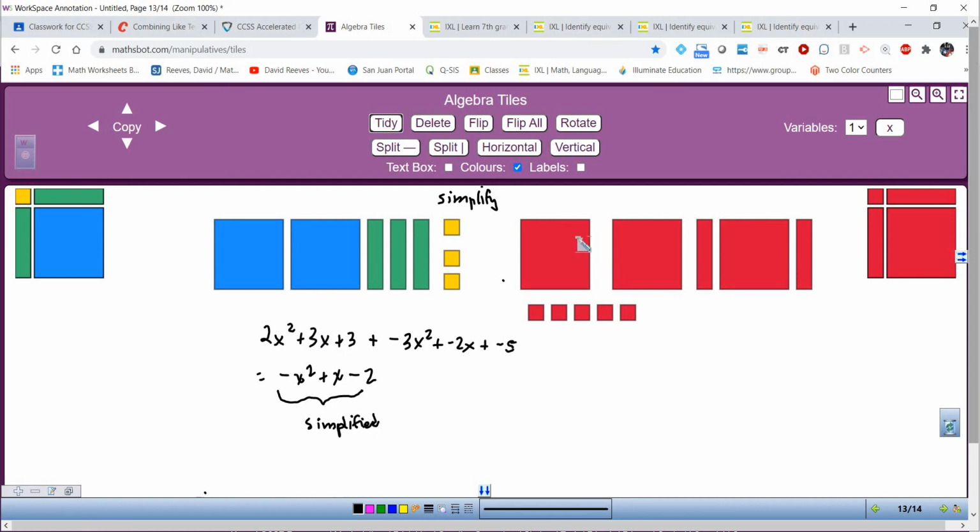All right, so I hope that helps you understand how algebra tiles work. They're pretty self-explanatory, and I don't think you'll have any problem practicing with them on IXL.